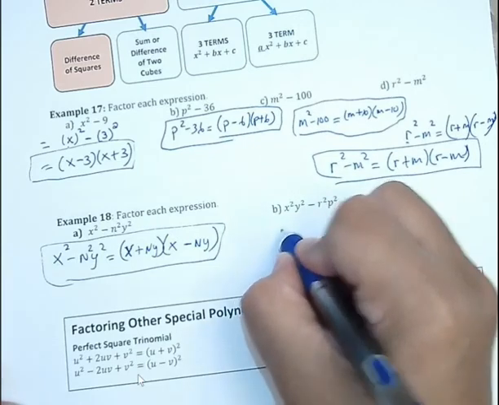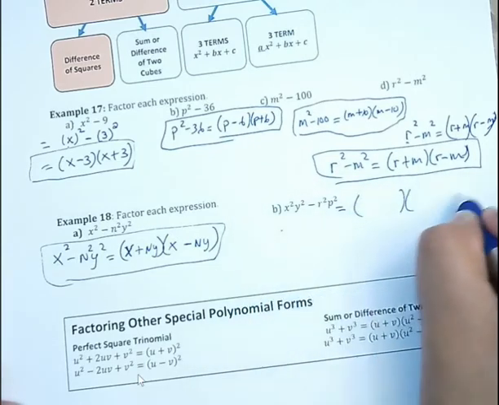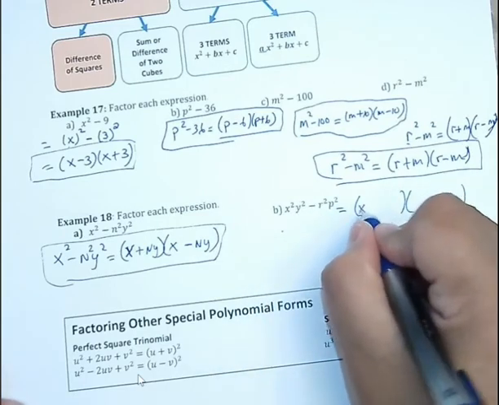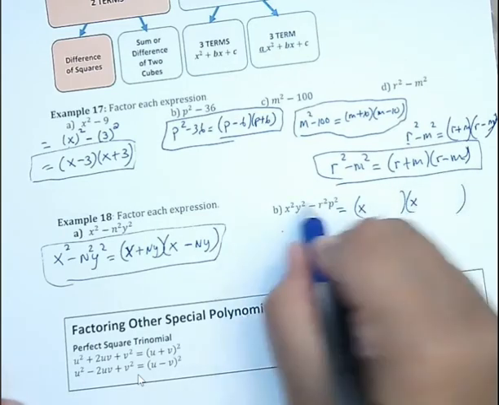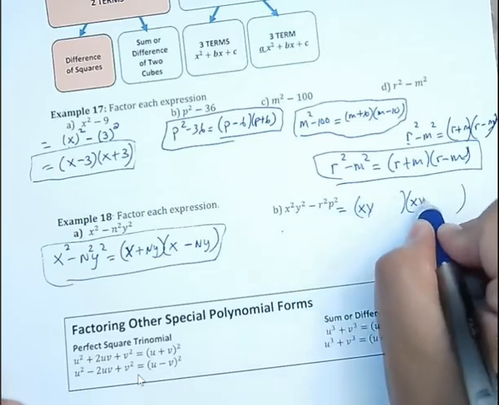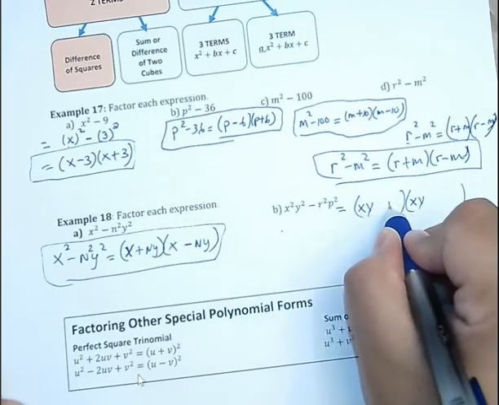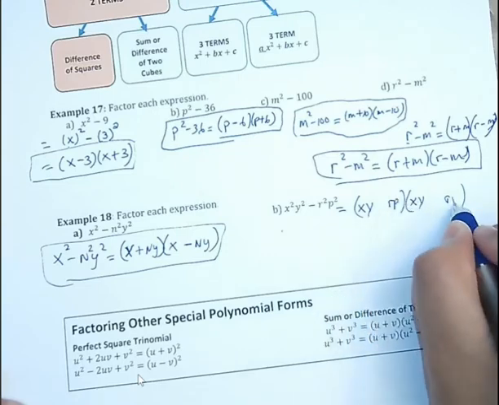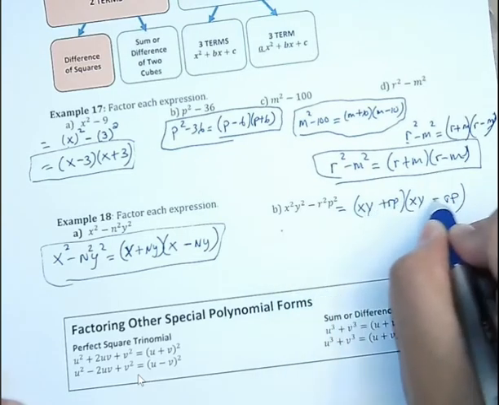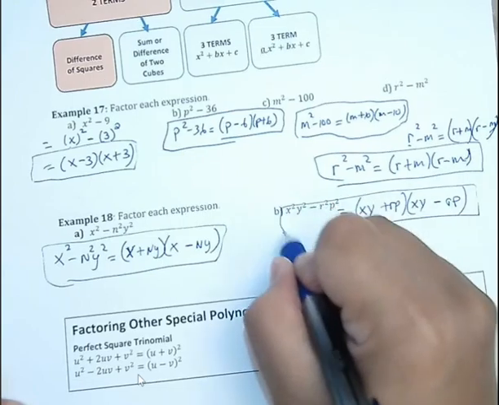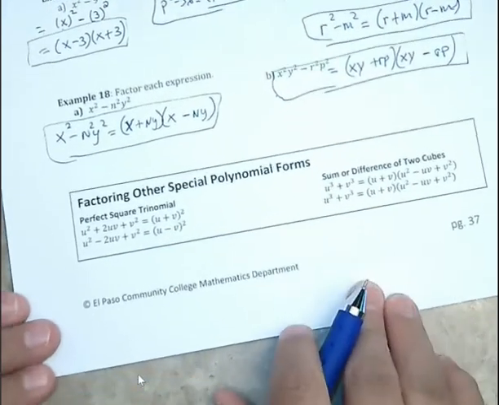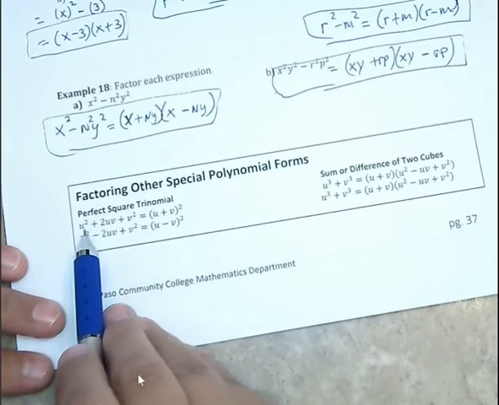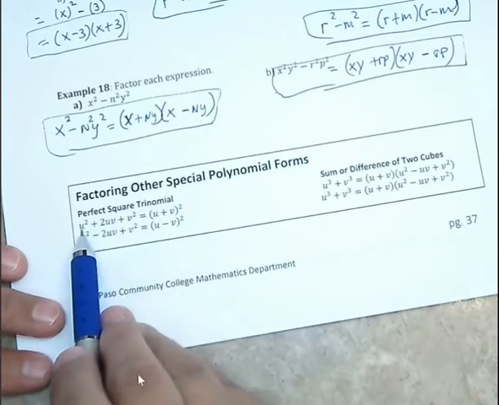And the last one here, again, these are all squares. So we're going to have x times x. To get a y squared, we need a y times y. And r squared would be an r times r. And a p squared would be p times p. One's positive, one's negative.